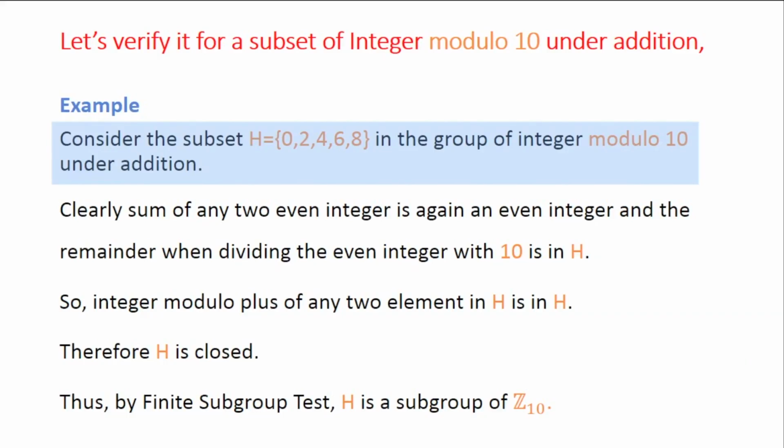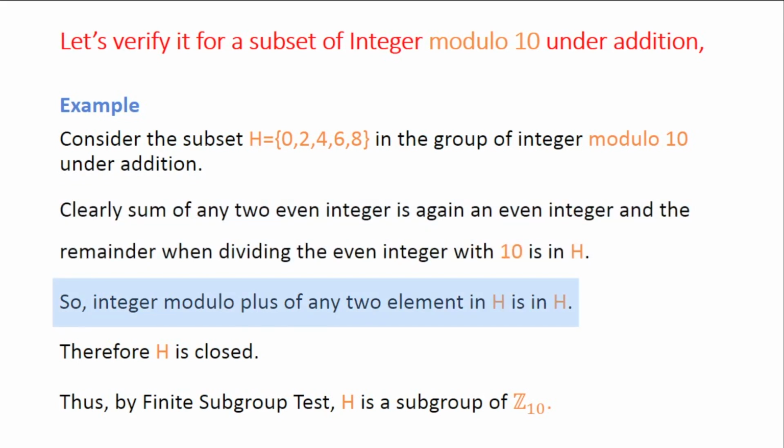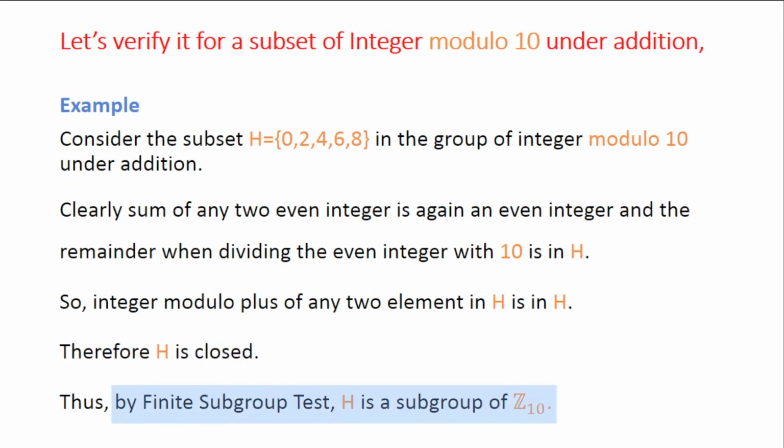Let us verify it for a subset of integers modulo 10 under addition. For example, consider the subset H equal to 0, 2, 4, 6 and 8 in the group of integers modulo 10 under addition. Clearly, the sum of any two even integers is again an even integer, and the remainder when dividing the even integer by 10 is in H. So, the sum modulo 10 of any two elements in H is in H. Therefore, H is closed. Thus, by the finite subgroup test, H is a subgroup of Z sub 10.